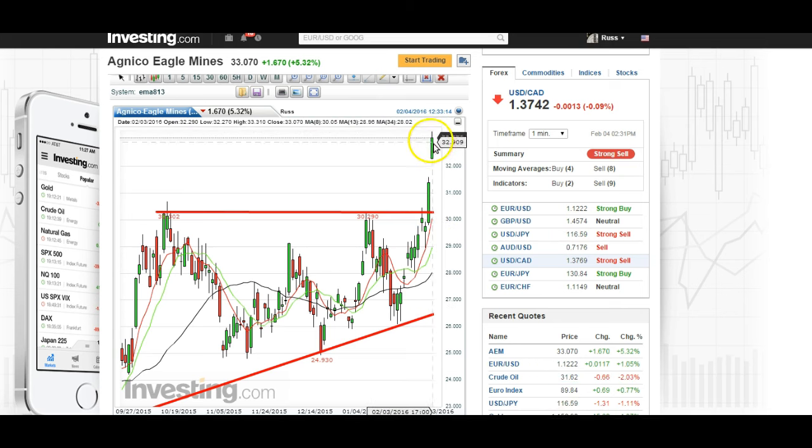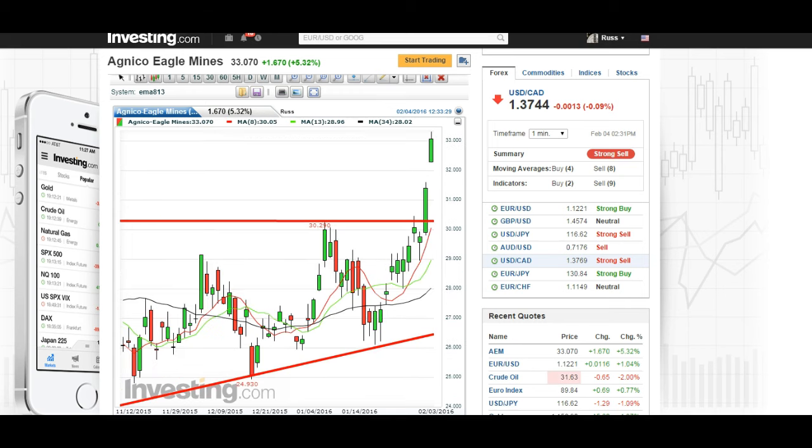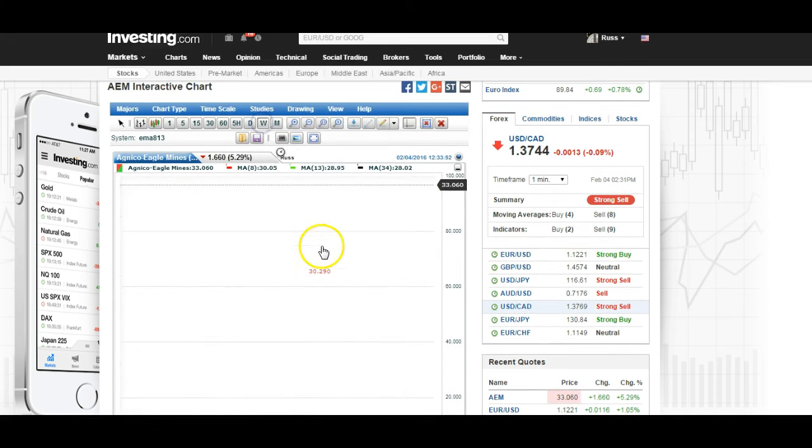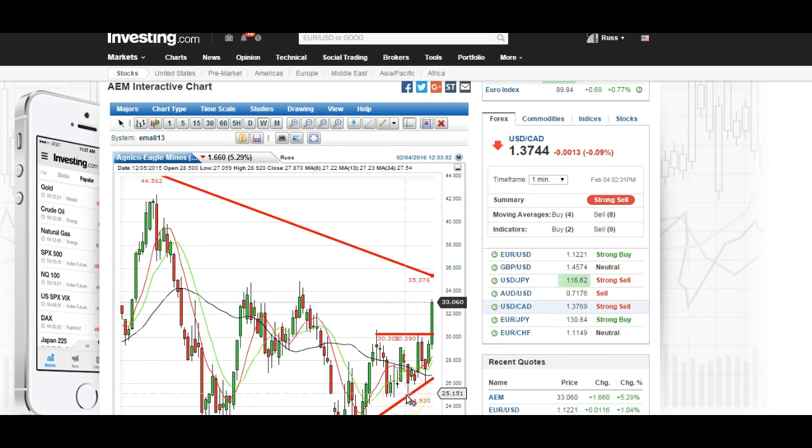But eventually, not all gaps need to be closed, but all gaps eventually get closed, if that makes sense. This might be a strong enough run. It'll run for a few, and then later on, months later, coming back here to fill the gap. That happens often, but look how strong that was coming off that 30 break.